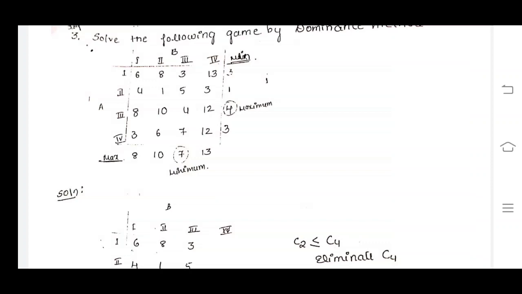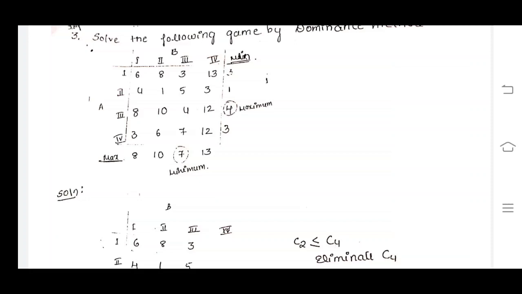In this, first I'll look at the columns. You can compare the first column with the second, third and fourth. If we compare the first column with the second column, 6 is less than 8, but 4 is not less than 1, so the condition is not satisfied. Compare the first with the third: 6 is less than 3, no. 4 is less than 5, but since 6 is not less than 3, the condition is not satisfied.